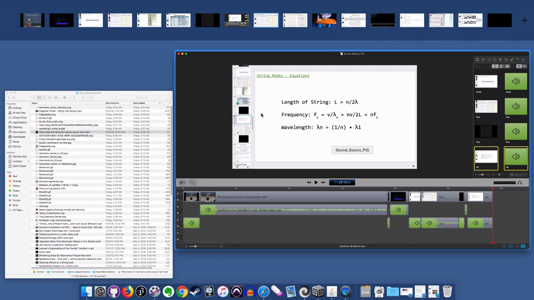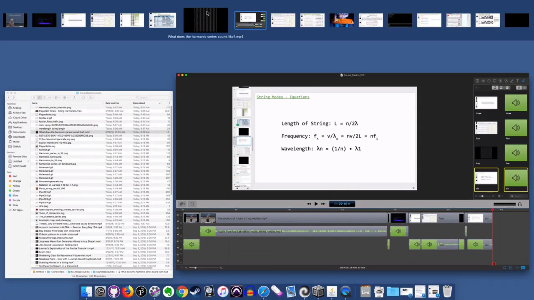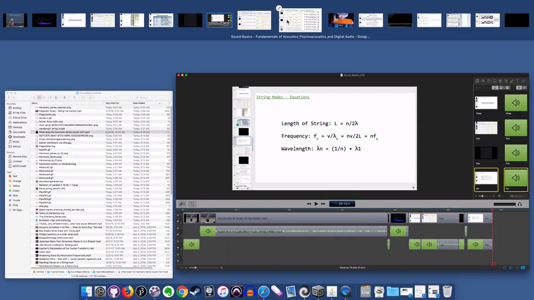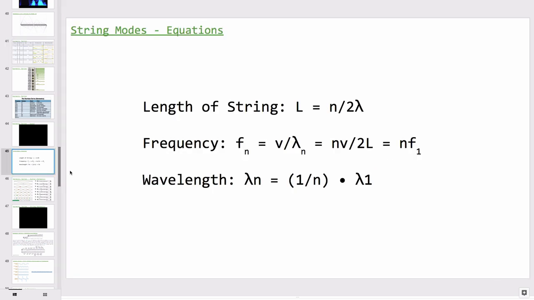And finally, going back to our equations, then we have wavelength, which we already talked about. It's going to be 1 over n times the wavelength of the fundamental. Okay? All right.